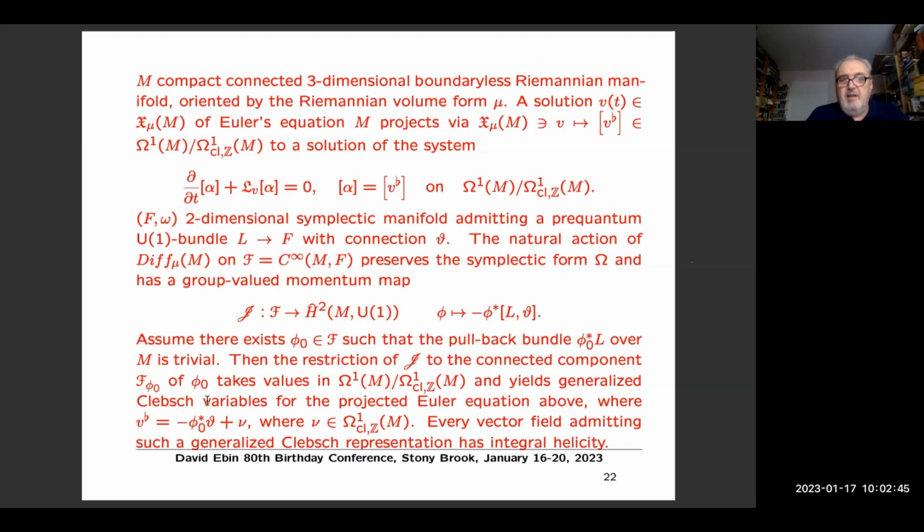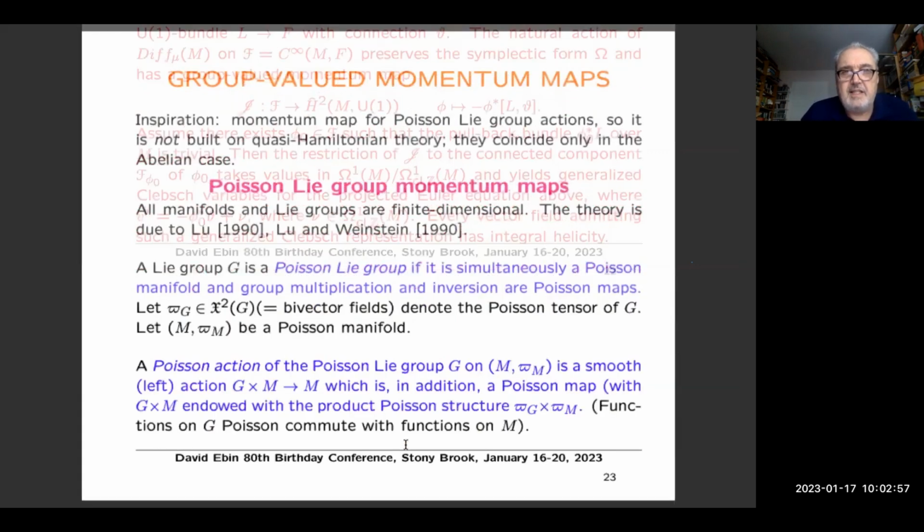These, where V flat is written here. Here I wrote how you obtain Clebsch variables. Every vector field admitting such a generalized representation has integral helicity, not necessarily zero.